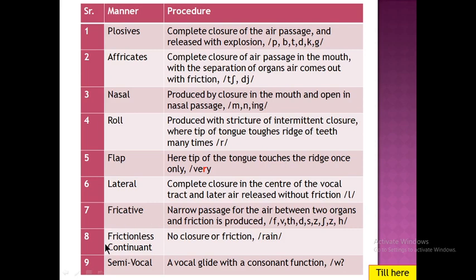The next one is frictionless continuant. Frictionless continuant means no closure or friction. And the last one is semivocal, a vocal glide with a consonant friction. So these are the manners and the procedures of all these manners.